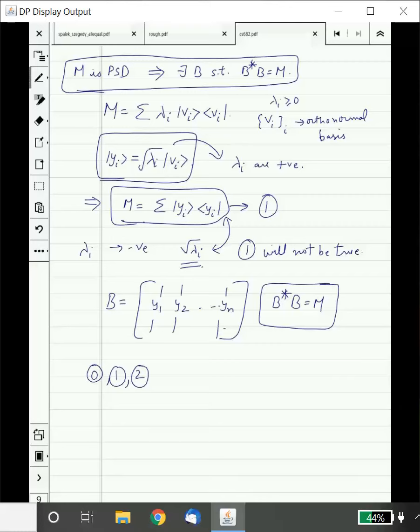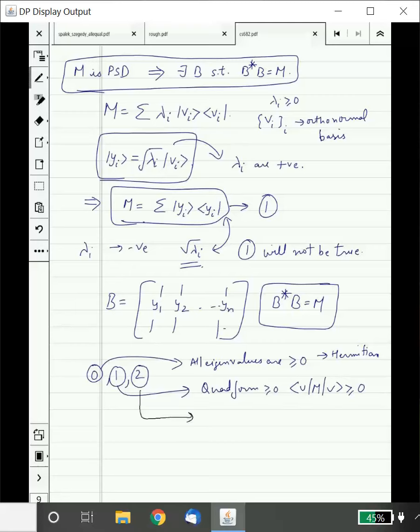One was that all the eigenvalues are positive. Notice that this requires the matrix to be Hermitian. So the matrix is Hermitian and all eigenvalues are positive. This was the zeroth condition. One was that the quadratic form was positive. This was the v star M v condition for all vectors. And then the second thing was the existence of square root. These three conditions turn out to be equal.